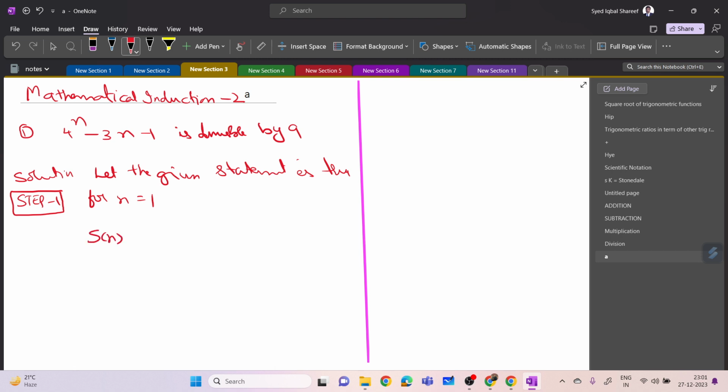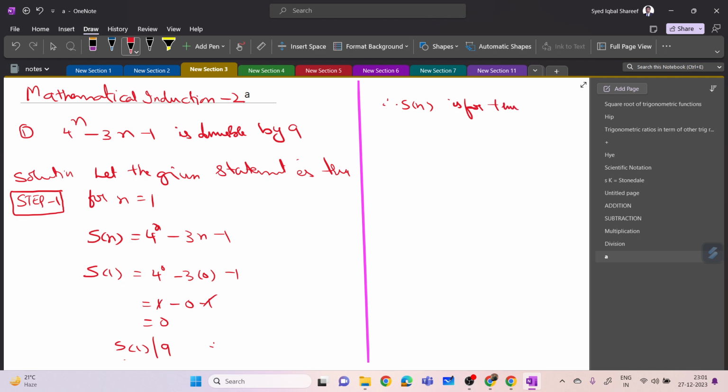So call it S of n equal to 4 to the power of n minus 3n minus 1. For n equal to 1, we take 4 to the power of 1, 3 into 1, minus 1. So 4 minus 3 minus 1 is 0. Therefore, S of n is divisible by 9. Therefore, S of n is true for n equal to 1.